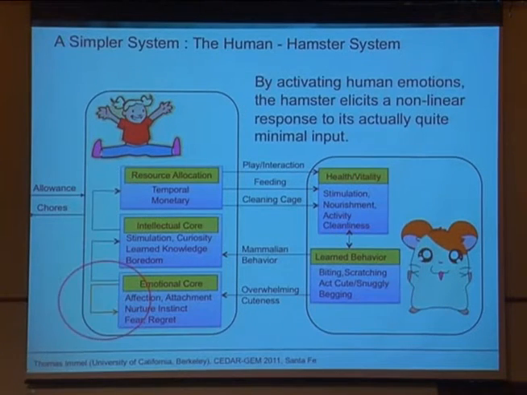And particularly this nonlinear response, humans have a nonlinear emotional system. A small input in a human emotion system can produce a large response that lasts a long time. The hamster, in a symbiotic relation with a human, takes advantage of that to get everything that it needs for a good period of time.